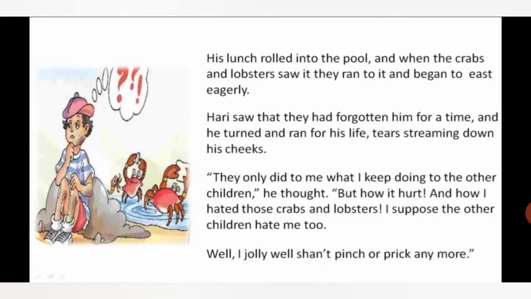And then Hari realized how painful it is to pinch anyone and to prick anyone, because now he was suffering the same thing as all the lobsters and crabs were pinching and pricking him very hard. He thought that as he hates those crabs and lobsters because they pinched him and pricked him, likewise all the boys and girls whom he used to pinch and prick should hate him, and they hated him.